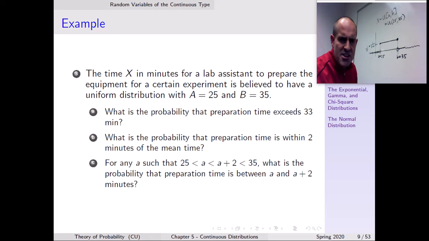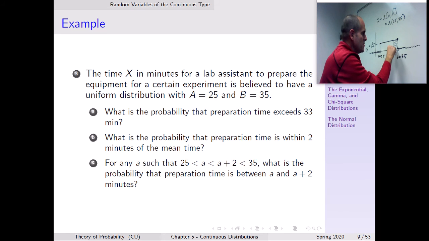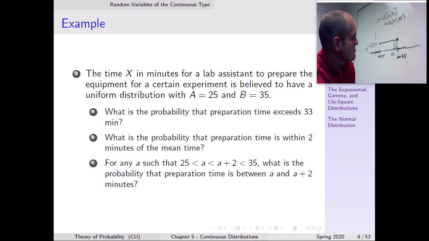What is the probability that the preparation time exceeds 33? Well, let's just imagine that 33 is right here. So exceeds 33 means that you're up here somewhere. That means the probability that that happens is just that shaded area under the density curve. So the probability that x is greater than or equal to 33. And by the way, it doesn't even matter that I have equals here. I could just say greater than 33. Exceeds 33. In fact, I'll do that.